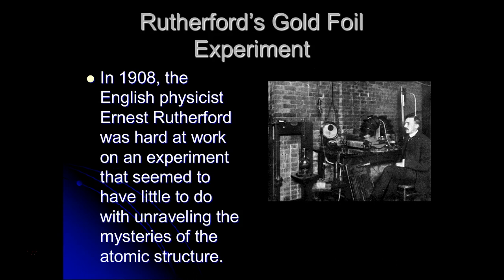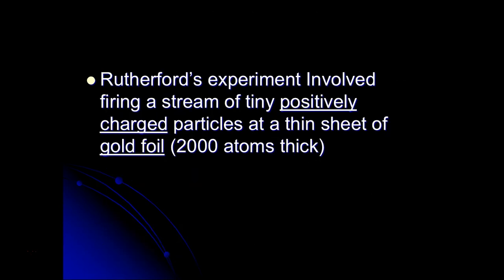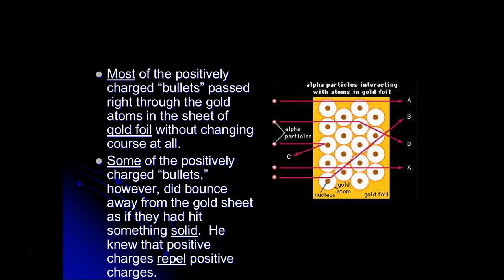The next person in here is Rutherford. Rutherford had an experiment. He kind of had an idea before he did this, but what he did was he took some positively charged particles, which are called alpha particles, which are really just helium nuclei, and he shot them into a sheet of gold foil. All right, and so what he saw was that as he shot them through this gold foil, most of the particles passed right through the gold foil. Some of them bounced off of the nucleus, the positively charged nucleus.